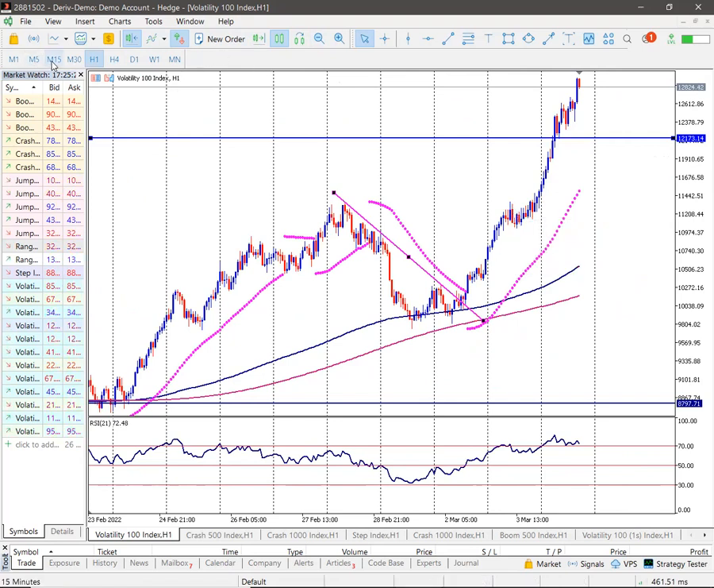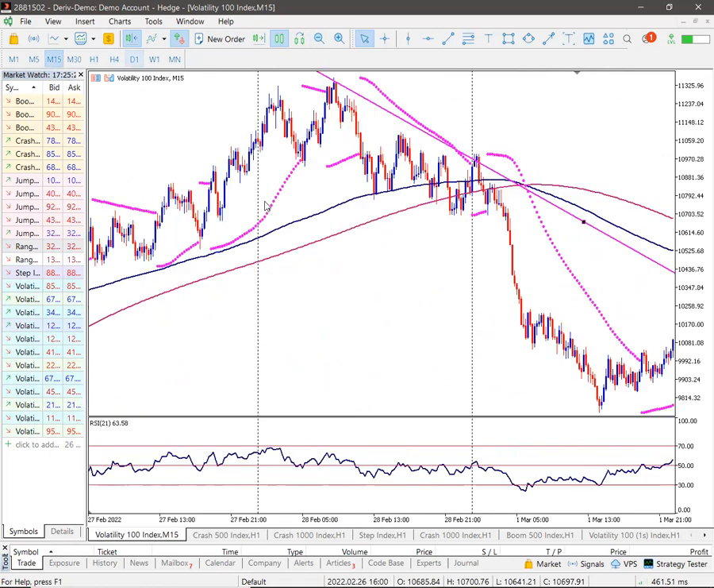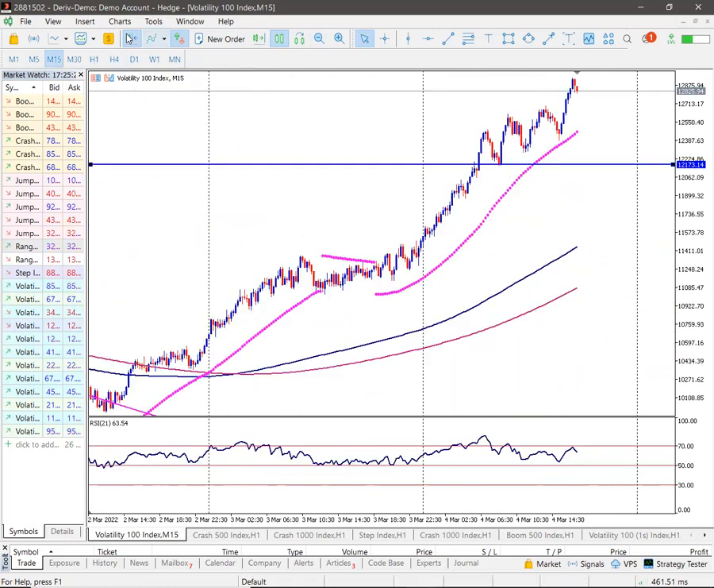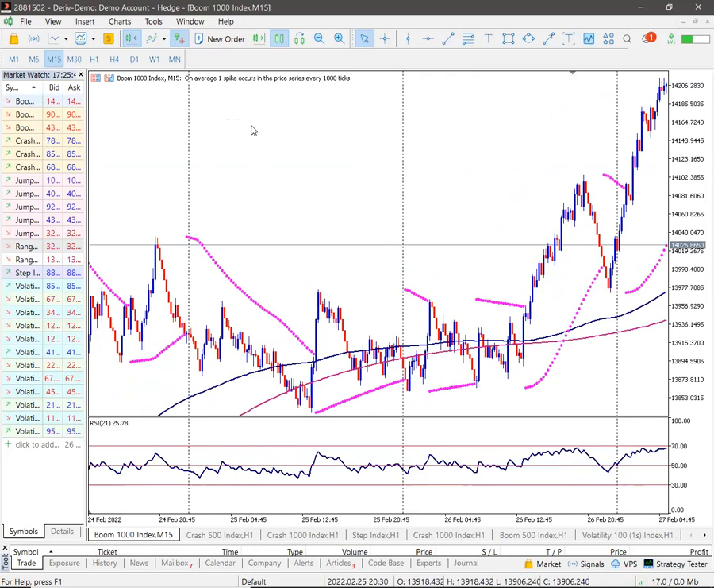Another thing I usually look for: I confirm my entry using 15 minutes. So I was expecting the parabola to give me a sell, but the market didn't give the sell. The market shot up. So I'll be checking to see if I get a lower low. Let me go to Boom 1000 and show what I'm talking about.